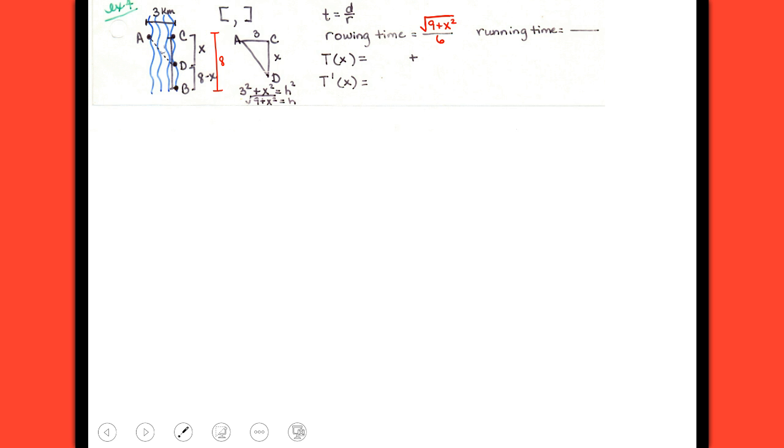All right, running time, I need the running distance divided by the running rate. So let's start with the running distance. We said that after he lands, wherever that might be, whatever distance was left to be covered would be that 8 minus x. So his running distance will be 8 minus x. And they told us that he runs at a rate of 8 kilometers per hour. So our total time is just going to be the combination of those two things.